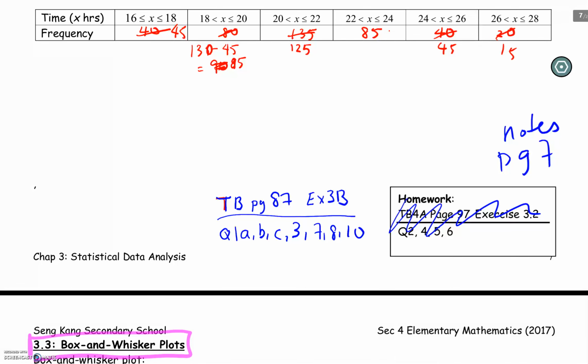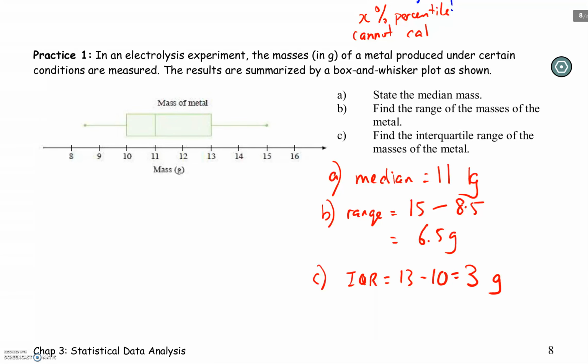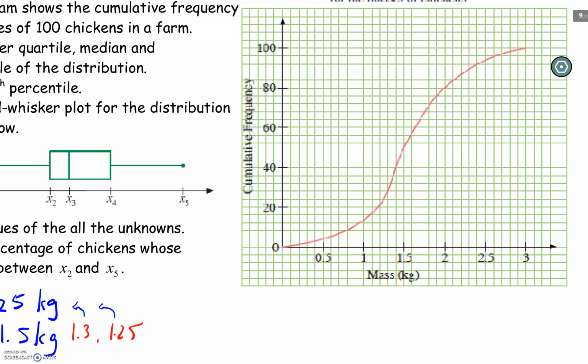Alright, on page 7, you will want to change the homework to this. For practice 1, this is the answer. Check. You are referring to the first quartile, the lower quartile or median cannot find. Okay, lower quartile. Now, let's do lower quartile together.